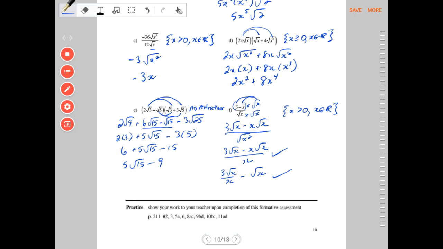Okay, great. This is some good time to practice. So page 211, 2-3, 5A6, 8AC, 9BD, 10BC, 11AD. Show your teacher when you have completed this.